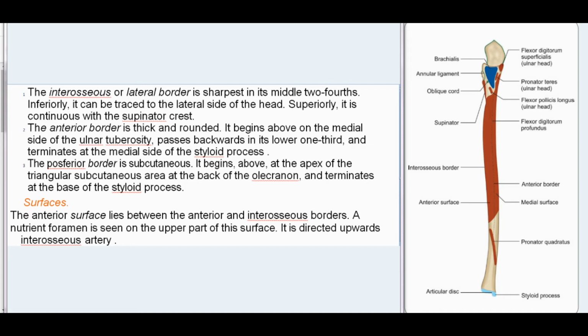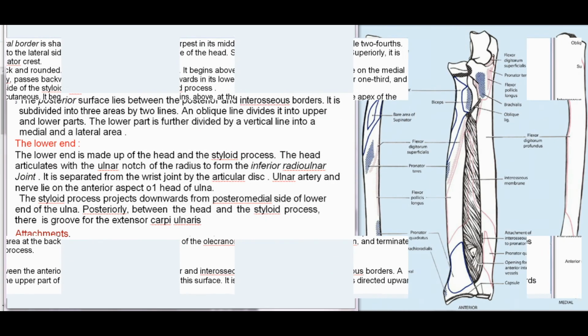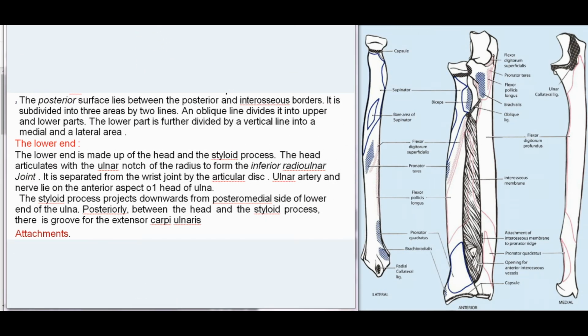Surfaces. The anterior surface lies between the anterior and interosseous borders. A nutrient foramen is seen on the upper part of this surface. It is directed upwards. Interosseous artery. 2. The medial surface lies between the anterior and posterior borders. 3. The posterior surface lies between the posterior and interosseous borders. It is subdivided into 3 areas by 2 lines. An oblique line divides it into upper and lower parts. The lower part is further divided by a vertical line into a medial and a lateral area.